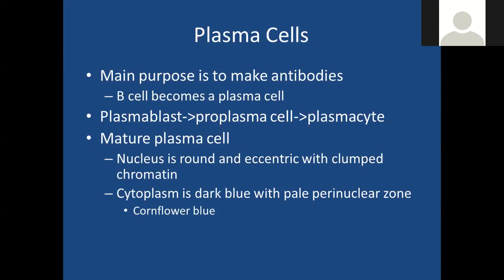All right, plasma cells, main purpose is to make antibodies. So that B cell is going to become a plasma cell. Sometimes you'll have plasmablast, proplasma cell, and then the plasmacyte. So the mature plasma cell's nucleus is oftentimes round and eccentric shaped. It has very clumped chromatin, and the cytoplasm is dark blue with a pale perinuclear clearing.